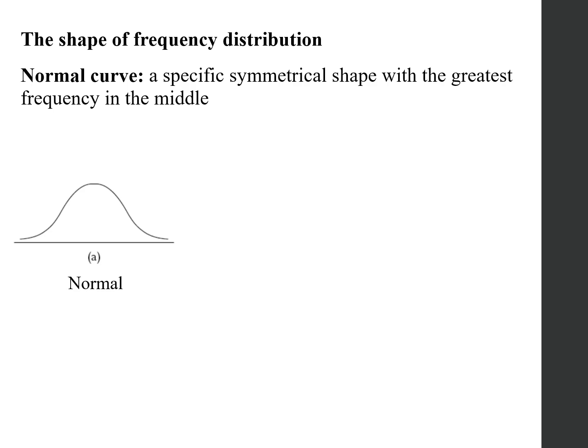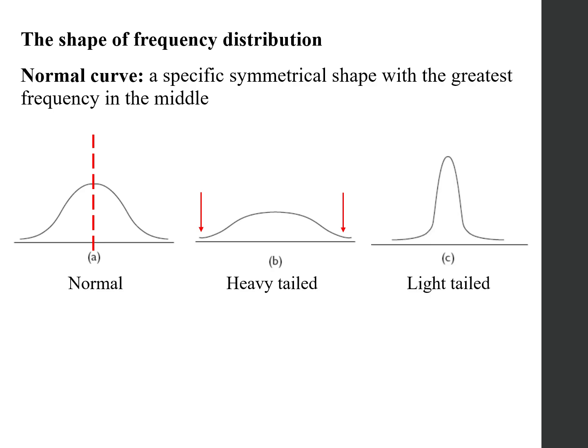To give you a better idea of this, this is a typical normal distribution. If we were to draw an imaginary line down the middle, the scores fall into a symmetrical shape, and again, the greatest frequency is in the middle. However, there are different types of normal distributions. The first is a heavy-tailed distribution, where again the distribution is symmetrical, the greatest frequency is in the middle, but the tails, the endpoints of the distribution, are thick. Likewise, you can have a light-tailed distribution, where the tails are thin because the scores are centered around a common value.